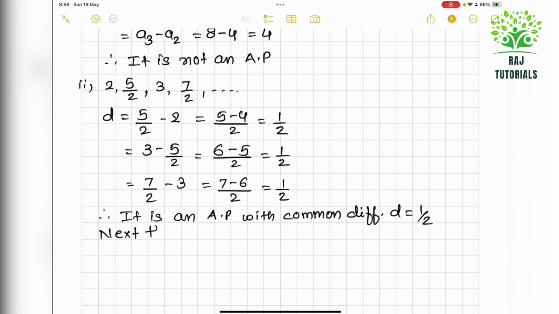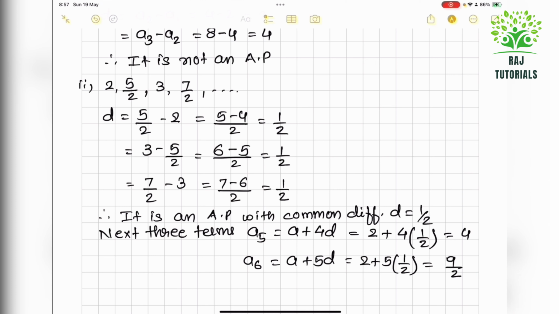Next, 3 terms. See, till A4 I am given. So A5 will be A plus 4D. So A is 2 plus 4 into 1 by 2, so that will be 4. A6 will be A plus 5D, 2 plus 5 into half, so that is coming 9 by 2, and A7, A plus 6D, 2 plus 6 into 1 by 2, so that will be 5.